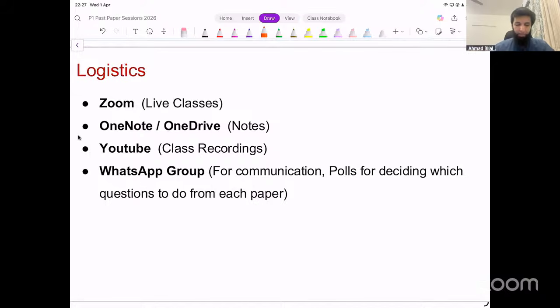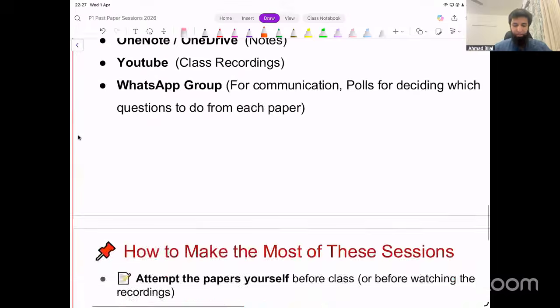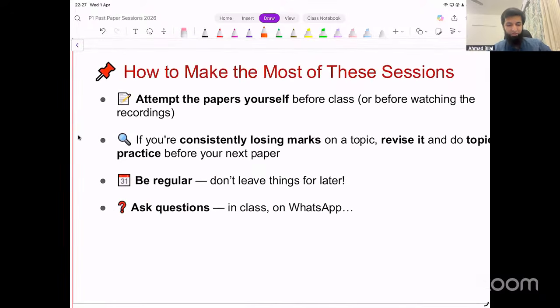Okay. Acha. So that's the logistics. These are the different tools that we will be using. Some important things before I go through the structure of the course then.